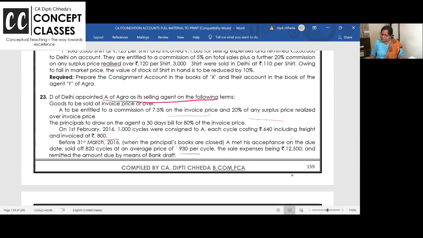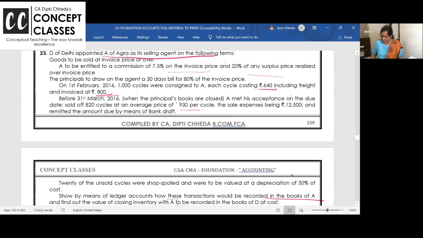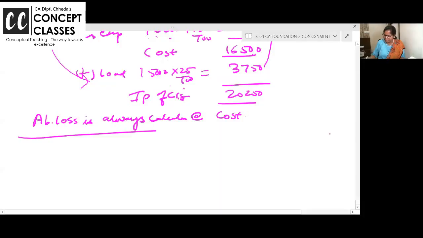And loading का equation ही दे दिया है. 640 is cost and 800 is the selling price. 23rd problem शुरू करते हैं.